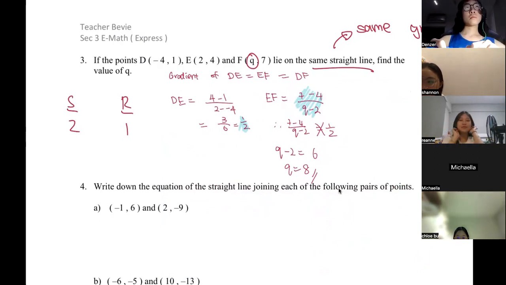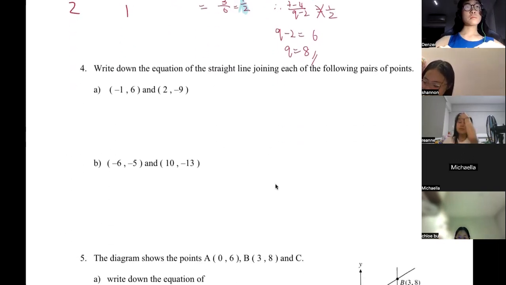Okay, question 4. Okay, 4A is the same. 4B. Okay, 4B also same. Okay, means it's correct. Okay, so I want to write down the equation of the straight line. This one I'm just going to do 1. Okay, so the general equation you all should be familiar.